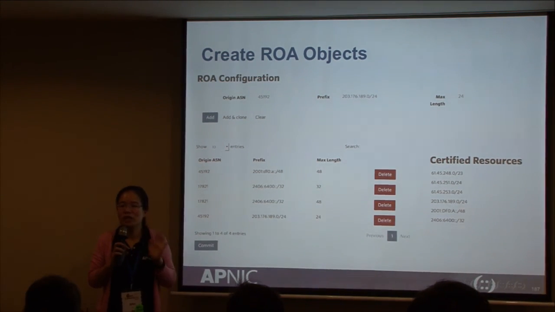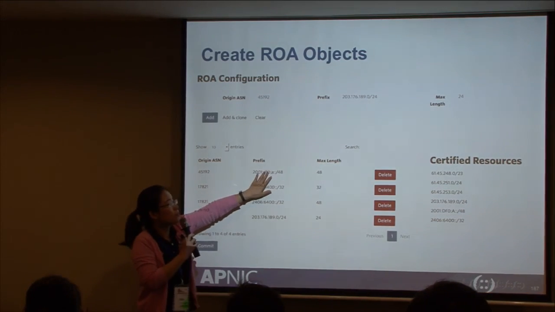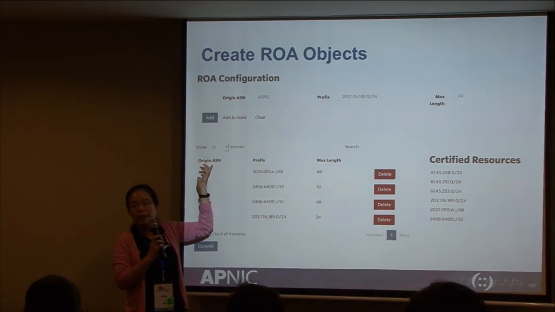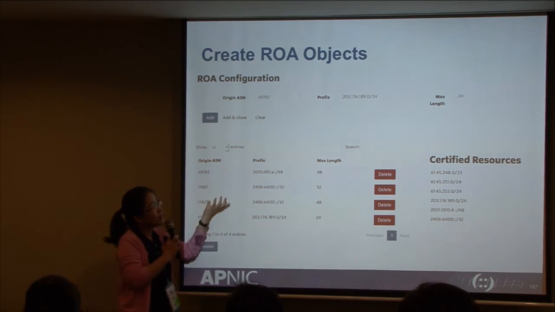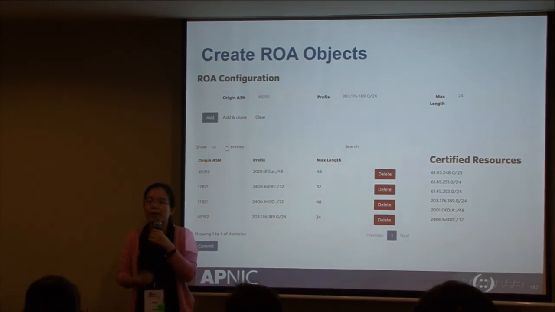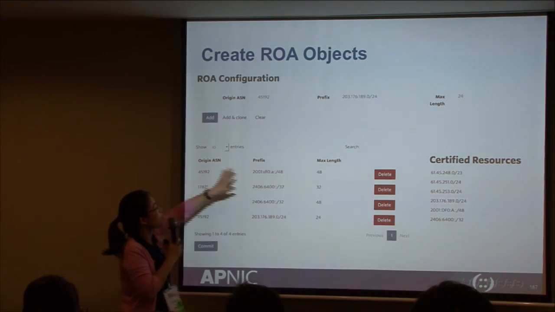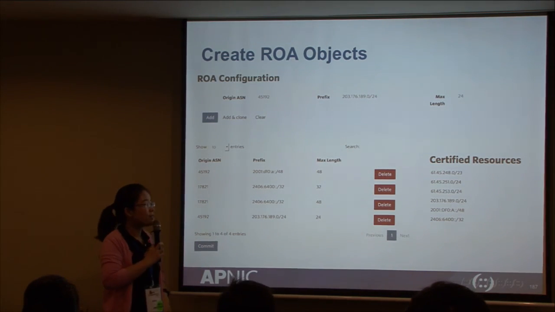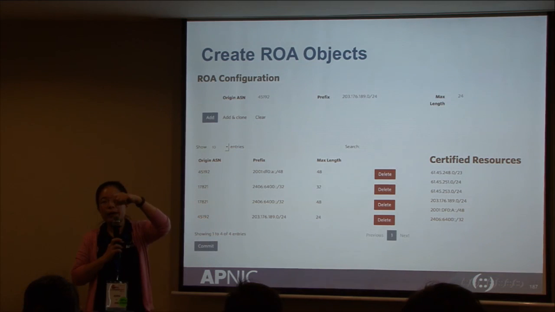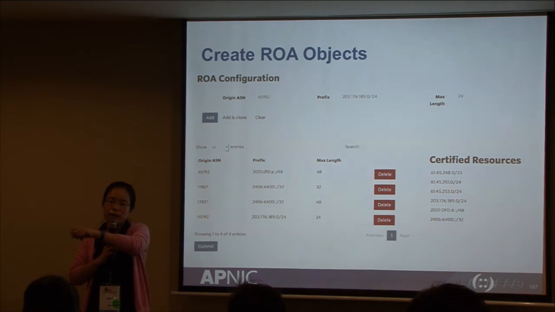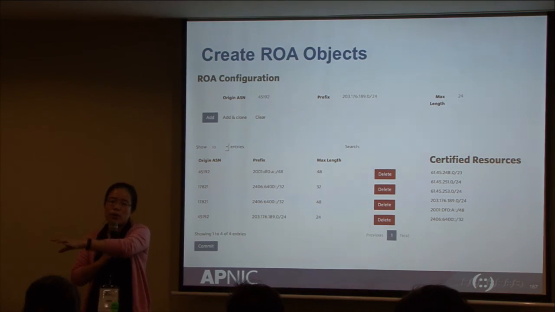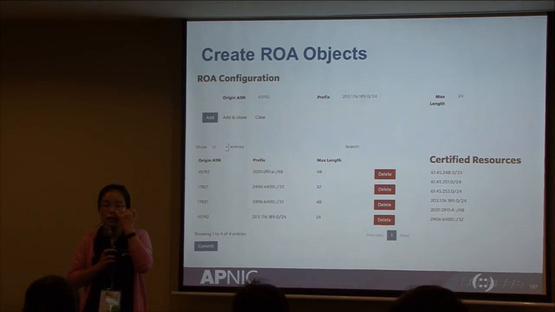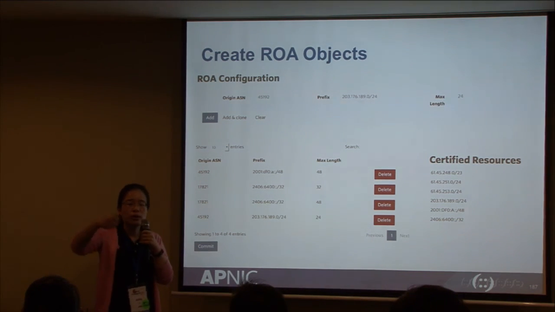APNIC will not check, because we don't know whether this block is used with this AS number. So you need to guarantee that when you configure the information on the MyAPNIC portal, these prefixes are from the correct AS number. This information will be synchronized with the RPKI repository, and then your network's RPKI server can synchronize with the repositories, not only APNIC but also RIPE NCC and others. They synchronize all over the world, and then you can check.